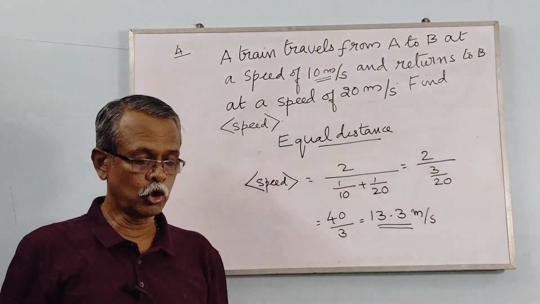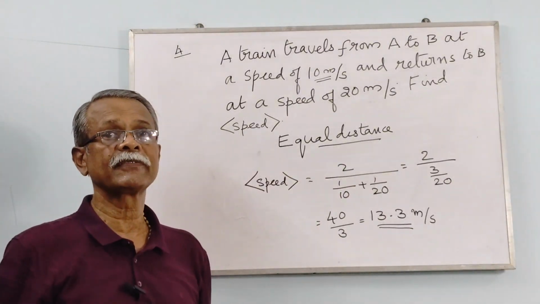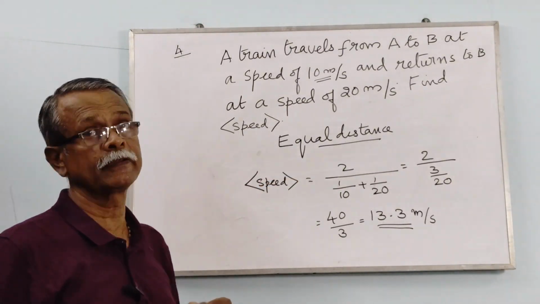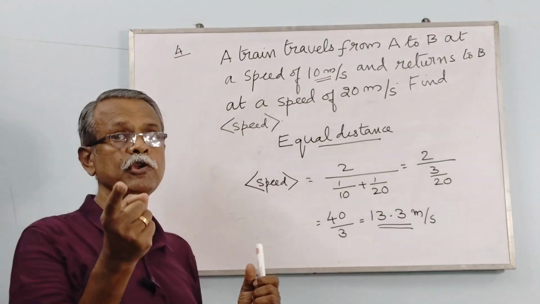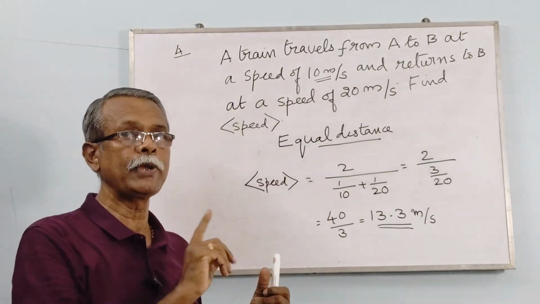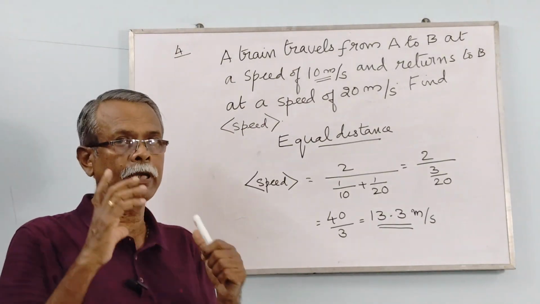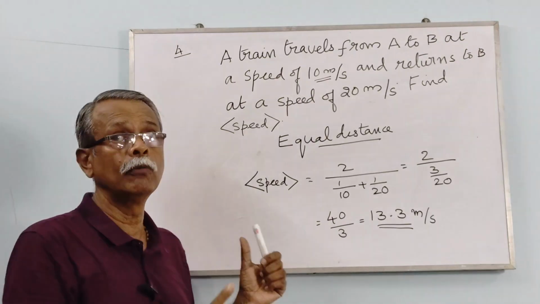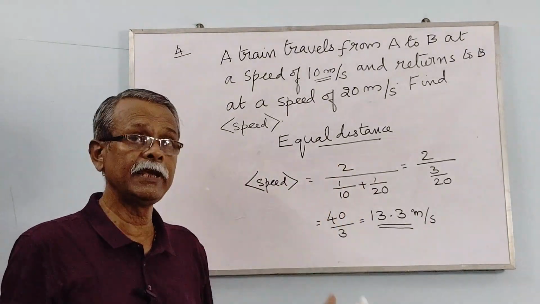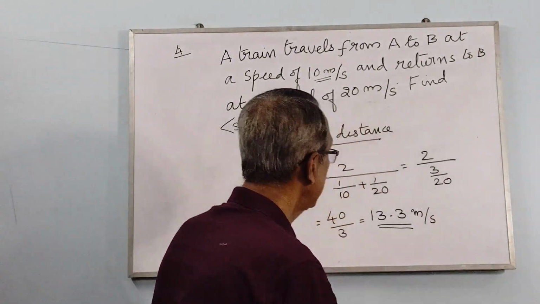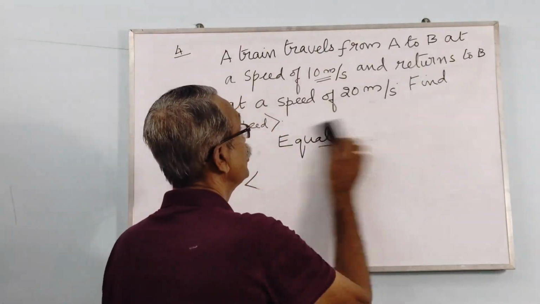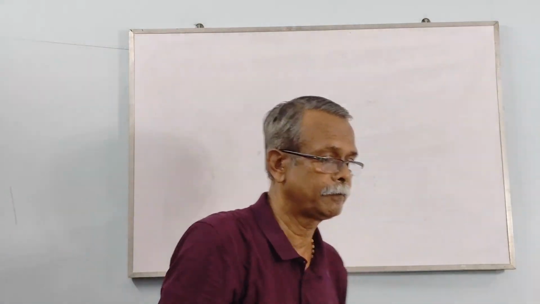So here also you don't need to calculate the distance, time, etc. You can simply use this because the distance from A to B and distance from B to A are same. If you can bring the question to that form, then it will be easier. Very easy because you can take the harmonic mean of the situation. Question number 5.